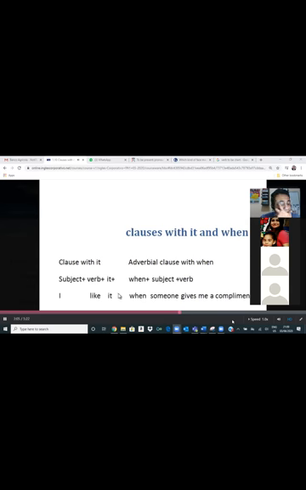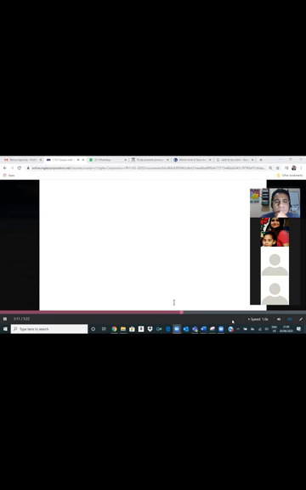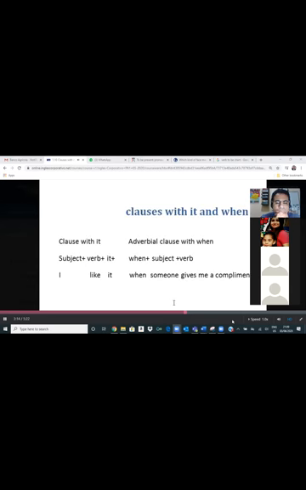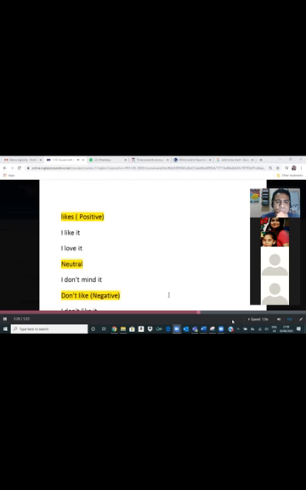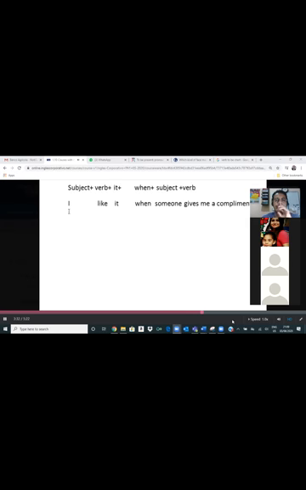If we quickly look at our vocabulary here, the idea about this is that this could be something that is true for you. This could be something that is not true for you. So we want to express the things that you like, things that you don't like, things that you might be neutral about. So I could use this vocabulary here. So I could easily say I like it, such as the example here. I like it when someone gives me a compliment.